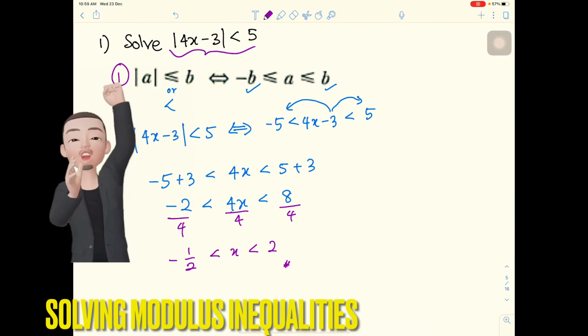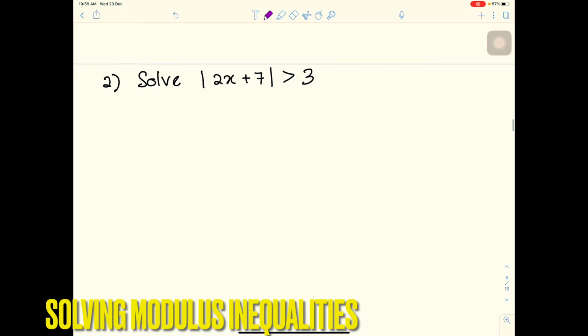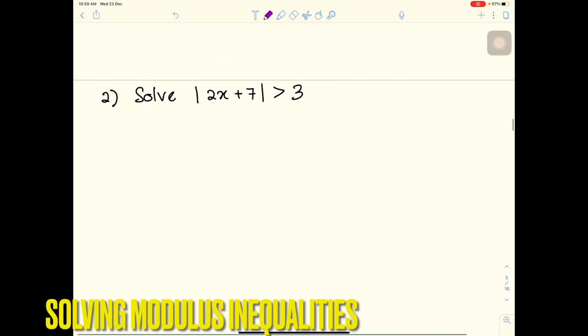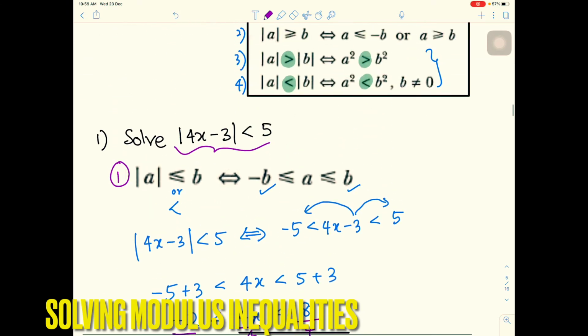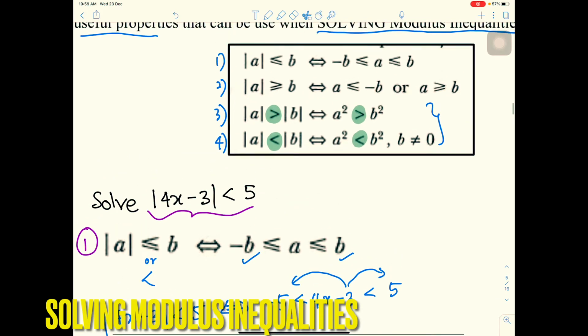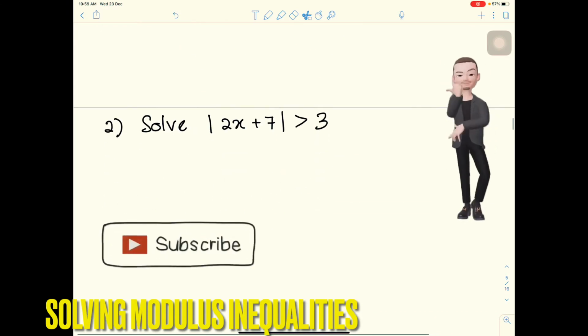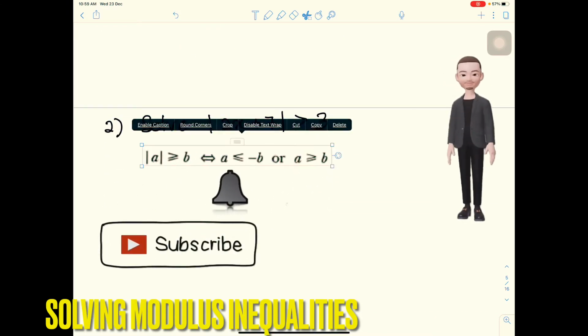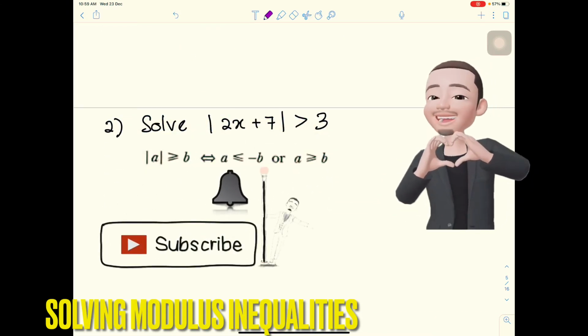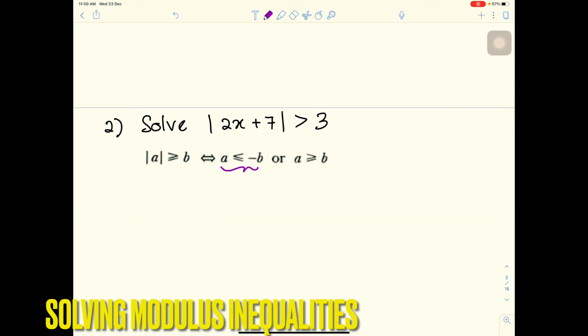Okay, type 1. Let's look at type number 2. From here, modulus greater than 3. If you can see here, this is the type of number 2. If it is greater than, this is the type for number 2. Greater than, therefore there are two answers: A less than or equal to negative B, or A greater than B.